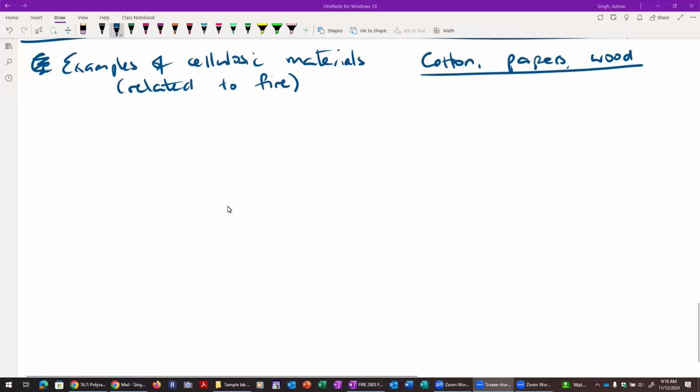All right, so we'll take a look at a few of these cellulosic materials, specifically the ones related from the viewpoint of fire. And we'll see three types here. We'll take a look at cotton, papers, and wood. So take a look at cotton first. Commercial cotton is derived from the cotton plant, and it's more than 90% cellulose.